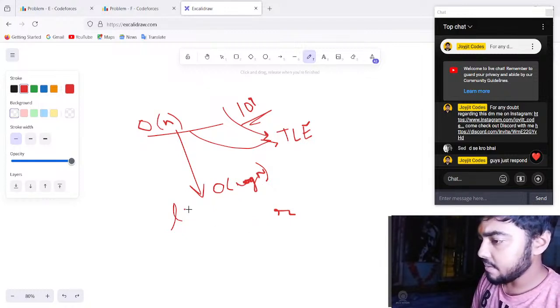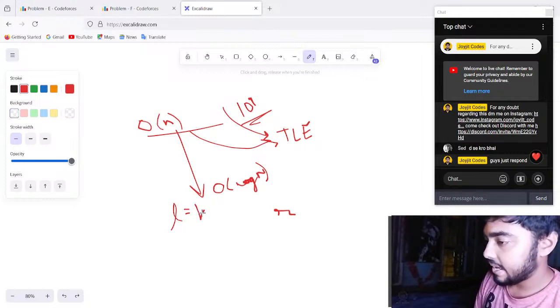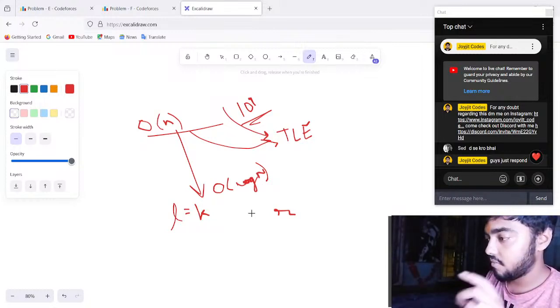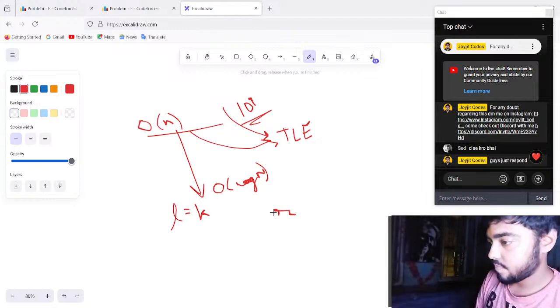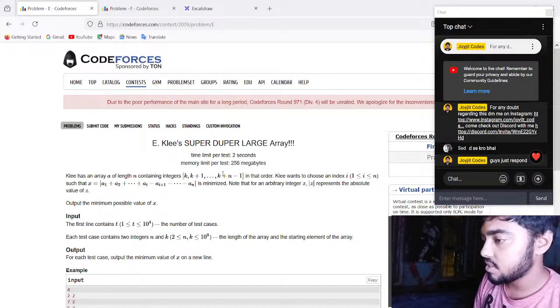So L can be at position 0 and R will be at position n minus 1. More like, let's not talk about this. So L can be K, because over here we are not going to consider the position. We are just basically going to consider the specific element. And R, what was it given? It was given that R is K plus n minus 1, right?